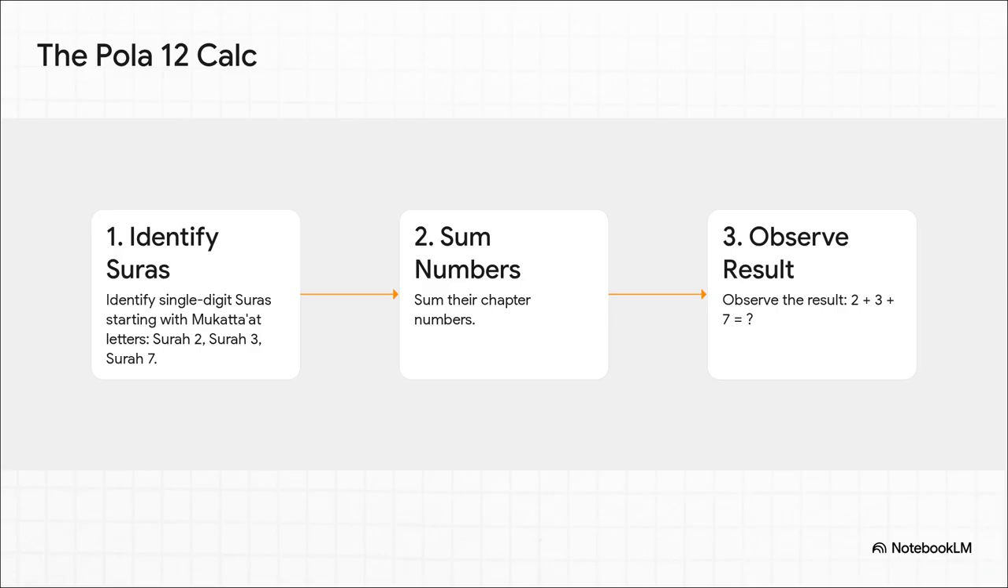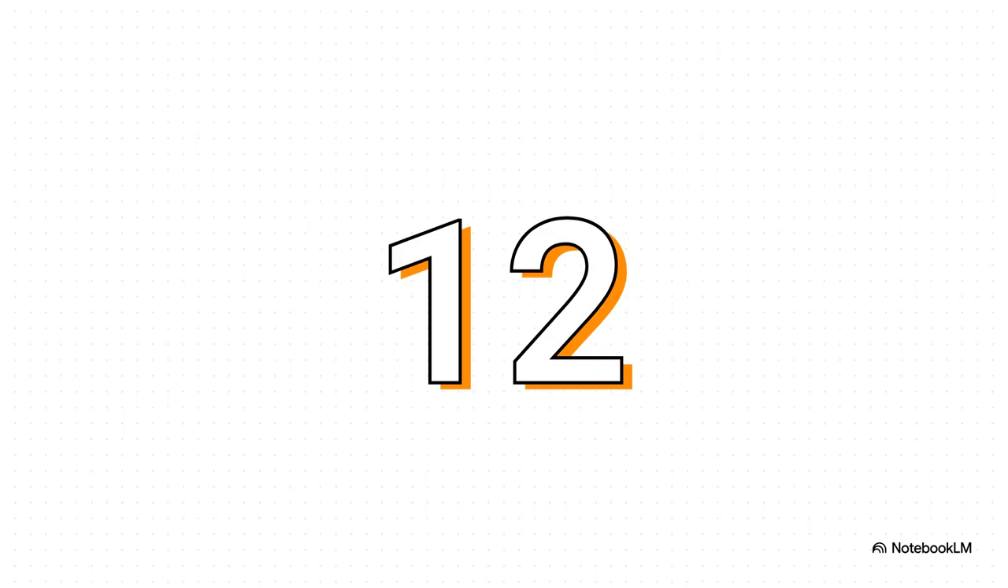Now, what do you think happens when you just add those chapter numbers up? 2 plus 3 plus 7 equals 12. And wait a minute. That's the exact same number from that Pythagorean sum we mentioned earlier. You see, it's this kind of recurring connection that gets researchers so intrigued.